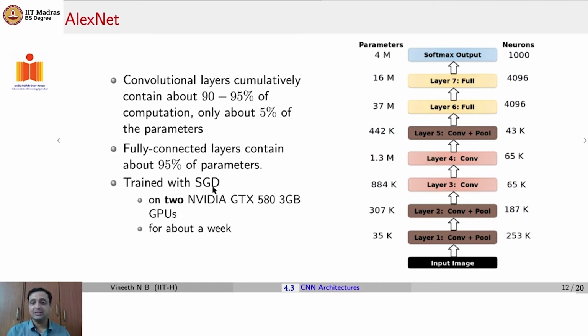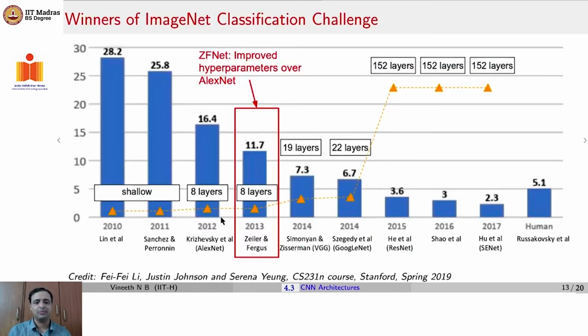AlexNet was trained with SGD, as I mentioned, on 2 NVIDIA GTX 580 GPUs, and that's what allowed them to fork the feature maps into 2 different GPUs, and it took them about a week to train this architecture. Today it can be done in much less time thanks to improvement of GPUs, but at that time it took them a week to train this architecture.